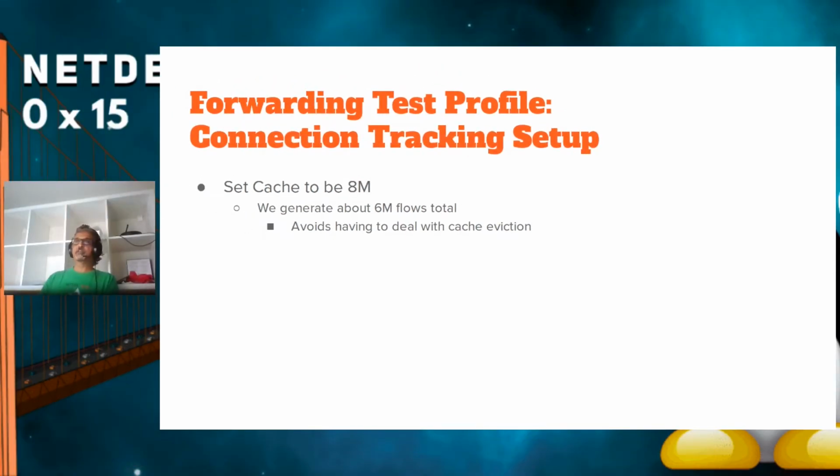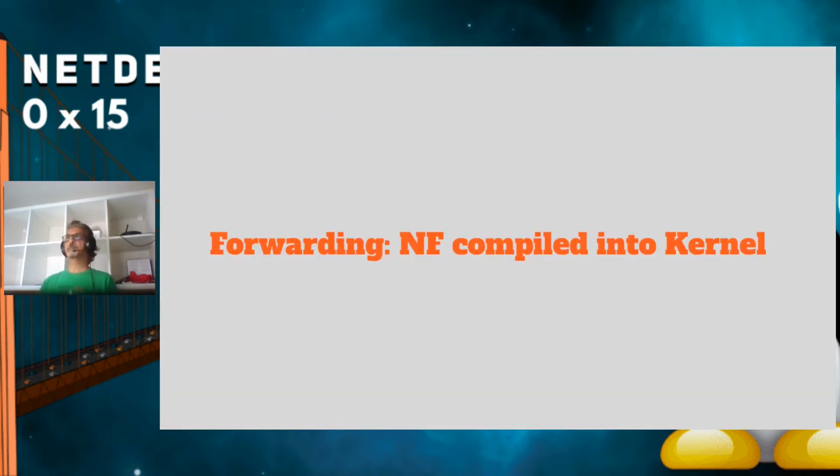For forwarding, we created a cache. When we used caching, whether it's conntrack or in the case of eBPF, we always set the cache to be about 8 million entries, because we knew during any set of test run we would create about 6 to 7 million flows. So it didn't matter. We never wanted to deal with cache eviction.